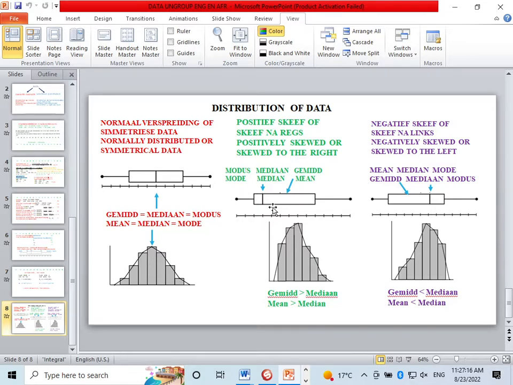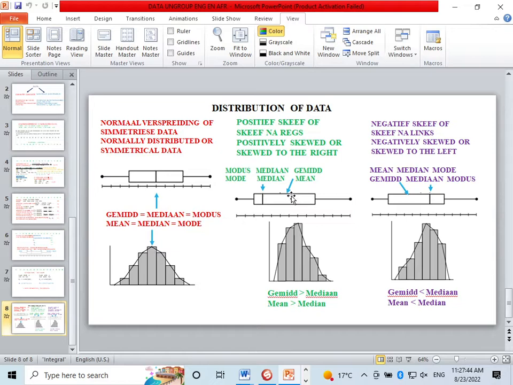If it's distributed like this green one, the median is to the left. That means the mean is on the right-hand side. Then we say it's skewed to the right. Skewed to the right. The mean is bigger than the median. Skewed to the right.